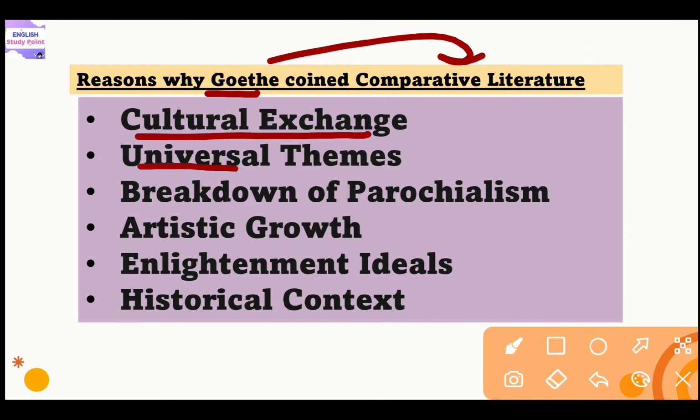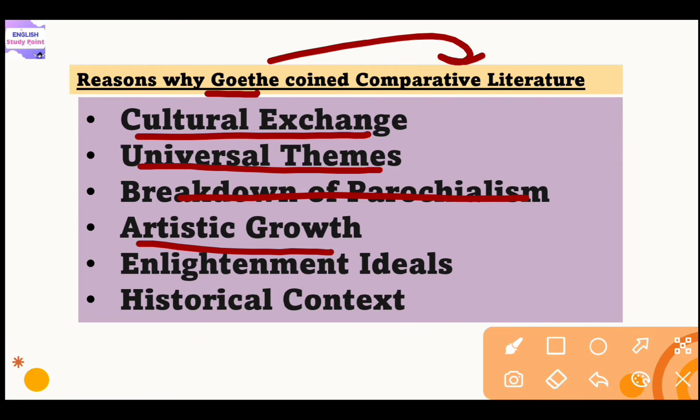Then another one is universal themes. He acknowledged many themes in literature are universal, which transcend national borders and languages. Encountering these themes across different cultures promotes a sense of shared human experience. Then third reason is breakdown of parochialism. So Goethe wanted to break down national prejudices and encourage study and enjoyment of foreign literature, which in turn could help foster international understanding. Fourth reason is artistic growth.